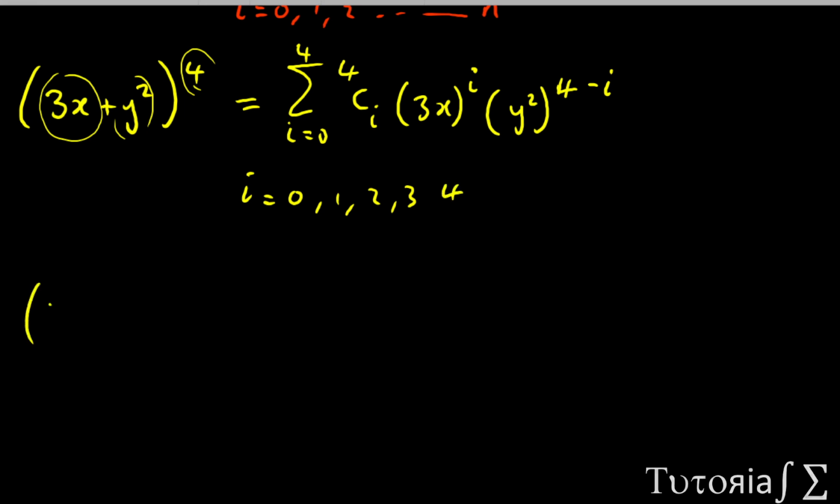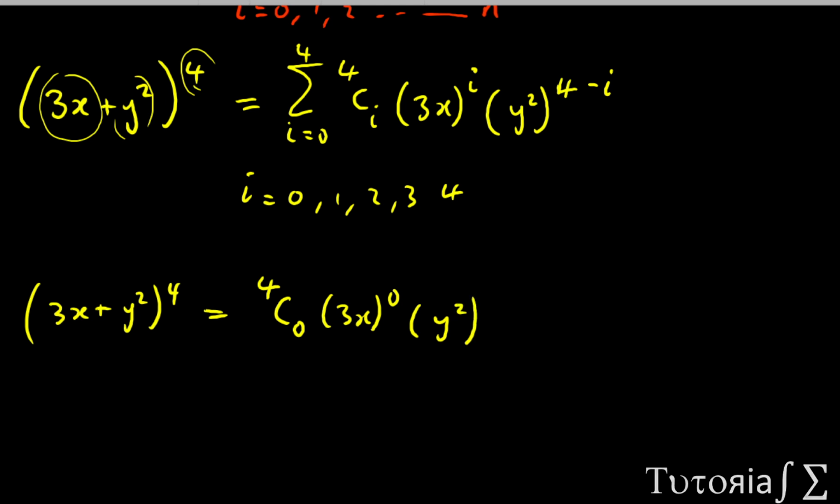Okay, so what we're going to have is 3x plus y squared to the power 4 equal to the sum. Now we'll start replacing in. When i is 0, what we're going to have is 4 choose 0, then we're going to have 3x to the power i, which is 0, times y squared raised to the power 4 minus 0, when i is 0. Okay, that is when i is 0. Plus, now we go to when i is 1.